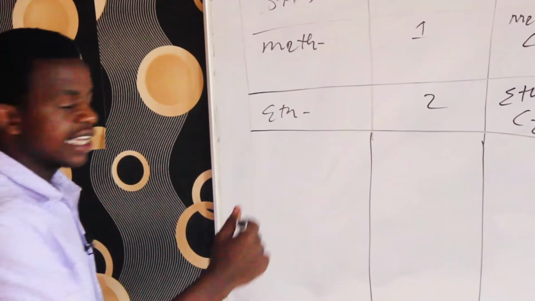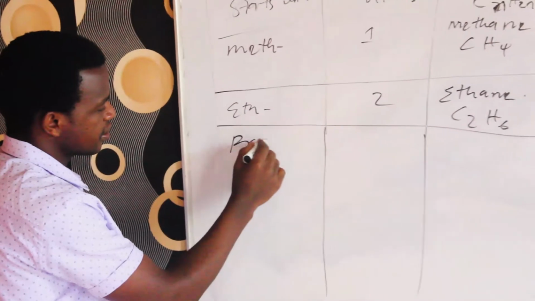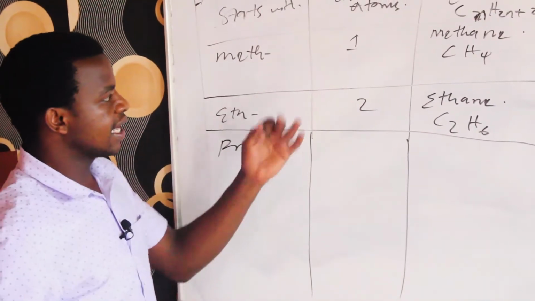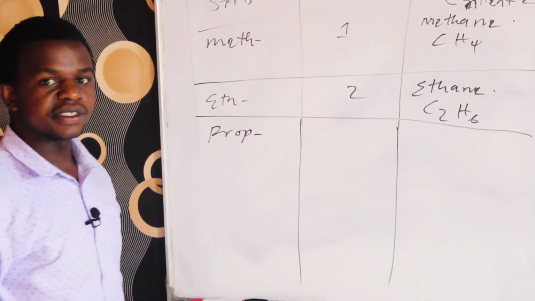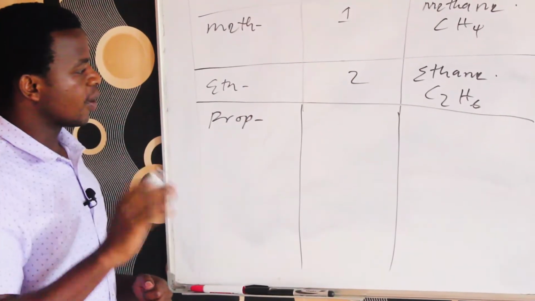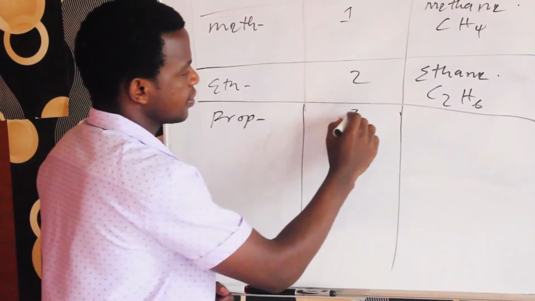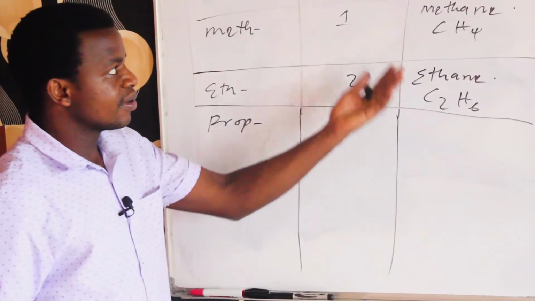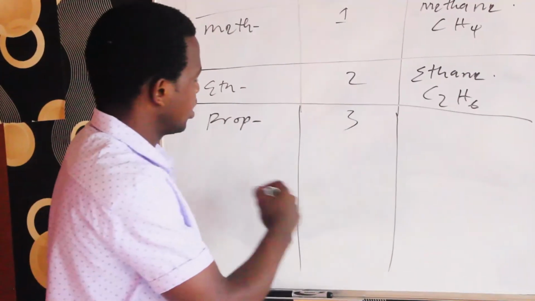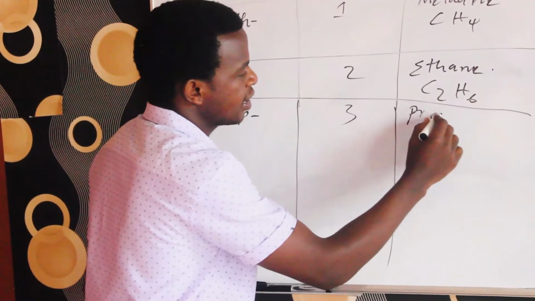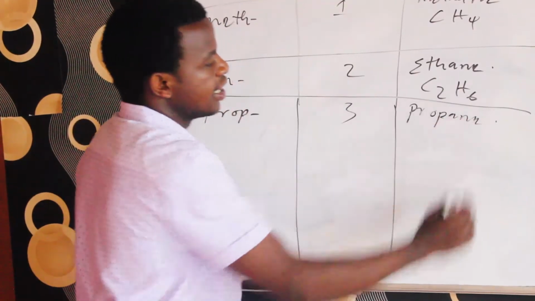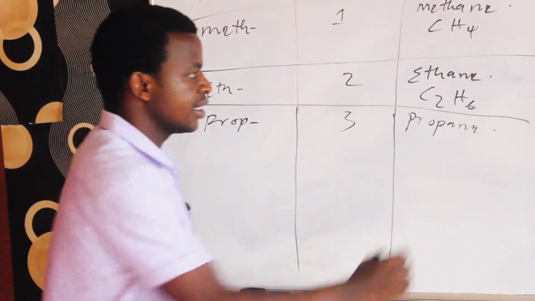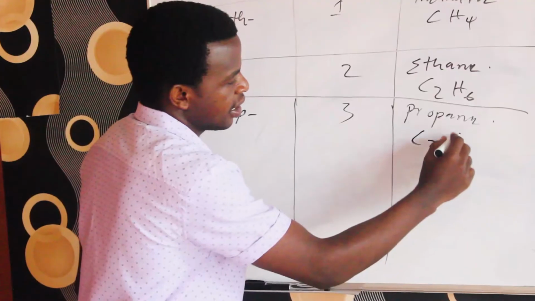Also, if the name starts with prop, that means that the number of carbon atoms in that organic compound is 3. And an example from the alkanes is going to be propane. And the formula of propane is C3H8.